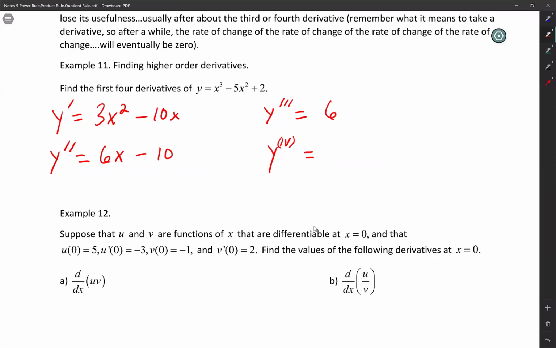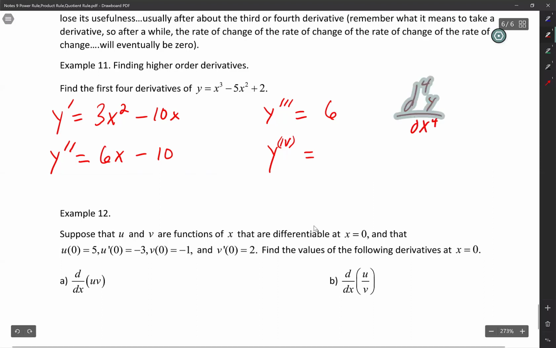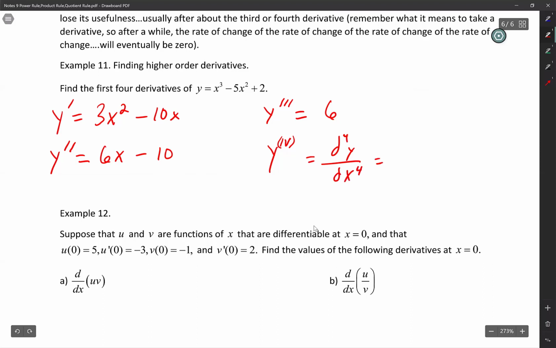I've also seen them with numbers, by the way, too. Or just do this, like what we did over here: d4y over dx to the fourth. You can also say that. You know what? We'll put both of them in there. Y to the fourth, which equals d4y over dx to the fourth, equals, what's the derivative of 6? 0.